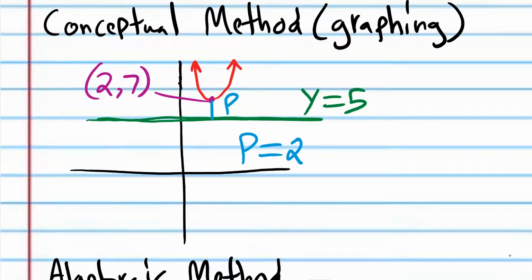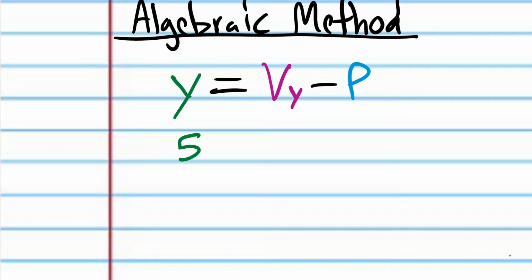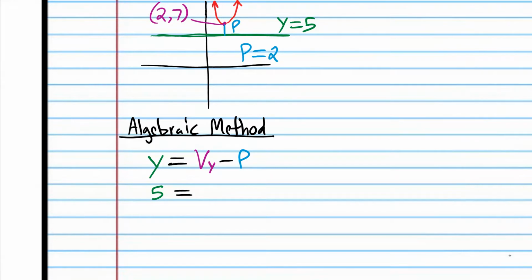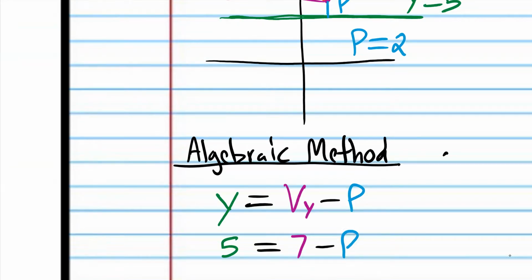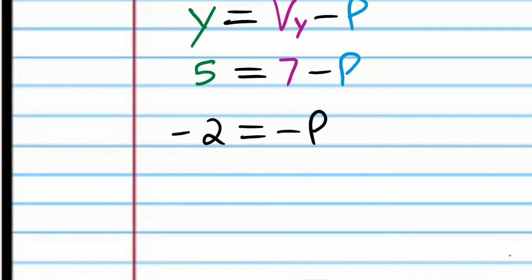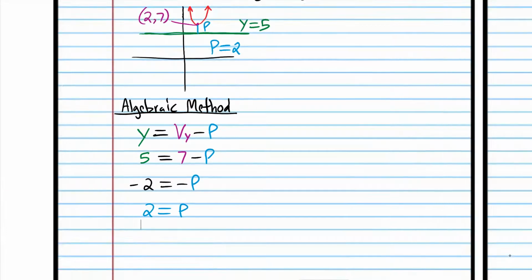Now, every point on this green line, the directrix, has a y value of 5. So what that means is we can just plug in 5 for y. I know that seems kind of strange; the algebraic method is kind of strange in my opinion, so I prefer the conceptual method. Now the y value of the vertex, we were given that number, that would just be 7, and now we can use this equation to solve for P. If we subtract 7 from both sides, we get negative P is equal to negative 2. Divide both sides by negative 1, and we see P is equal to 2. So we got the same answer that we did with the conceptual method.